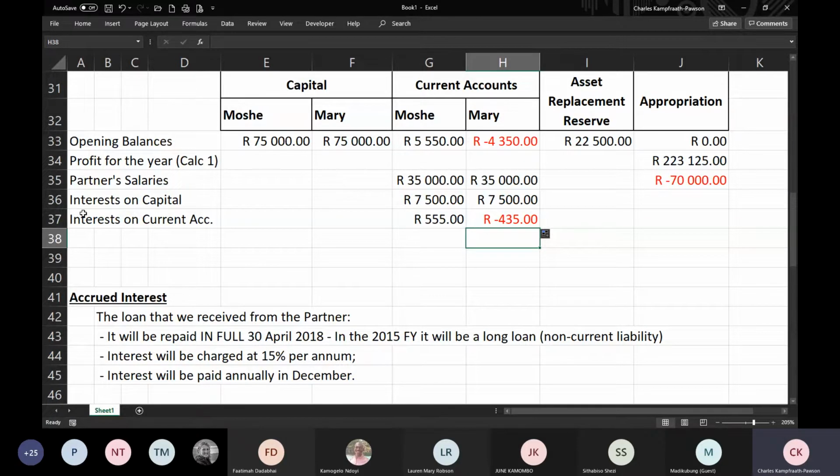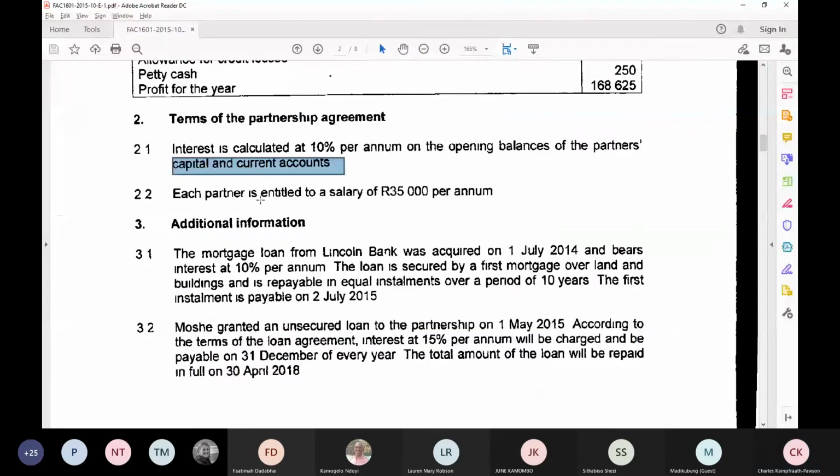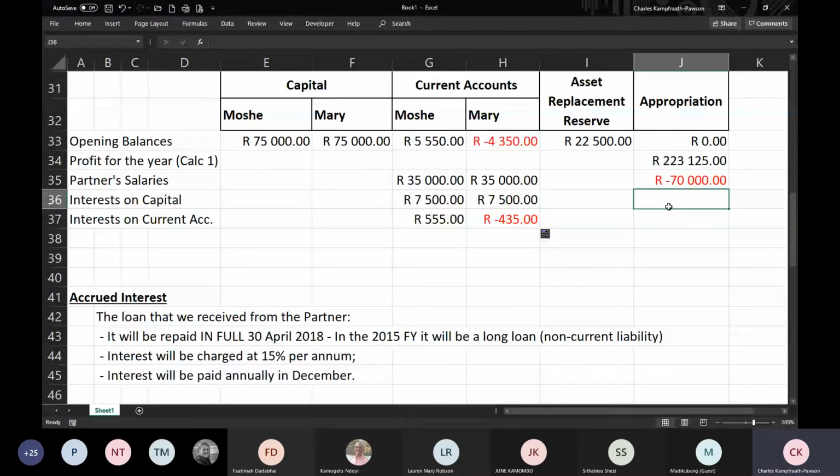So there we have the interests, and now we need to deduct the drawings. So let's first take it to them, minus. First adjust the appropriation account.